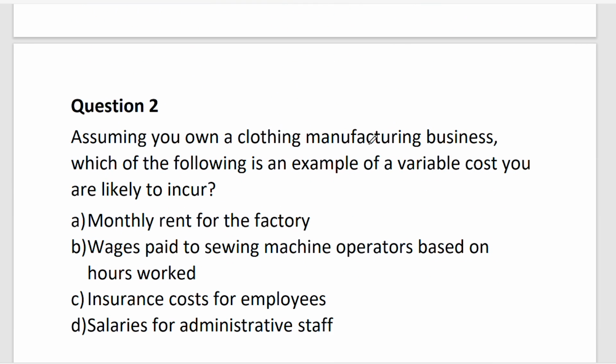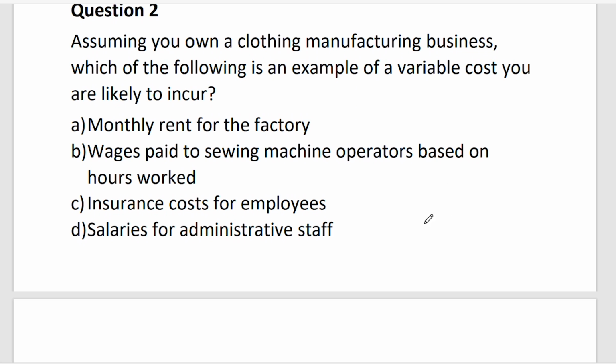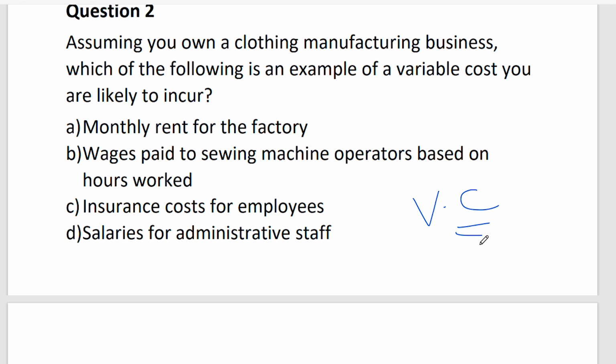Now, assuming you own a clothing manufacturing business, which of the following is an example of a variable cost you are likely to incur? Now, the first thing you need to understand is that when we talk about variable costs, VCs, fixed costs we know don't change with the level of production. You produce, you incur the same cost. Variable costs do change with the level of production. The more you produce, the more you incur these costs.